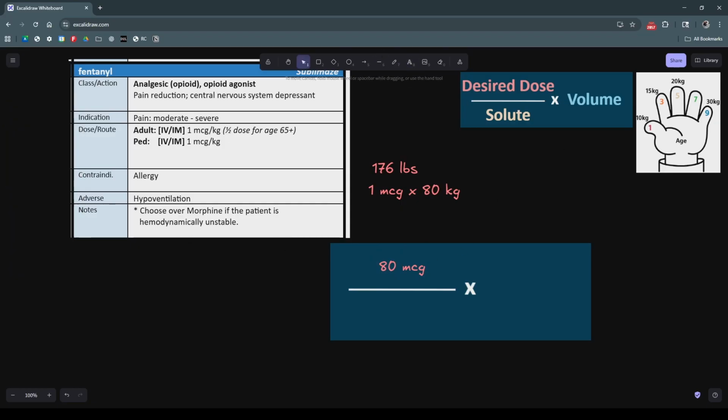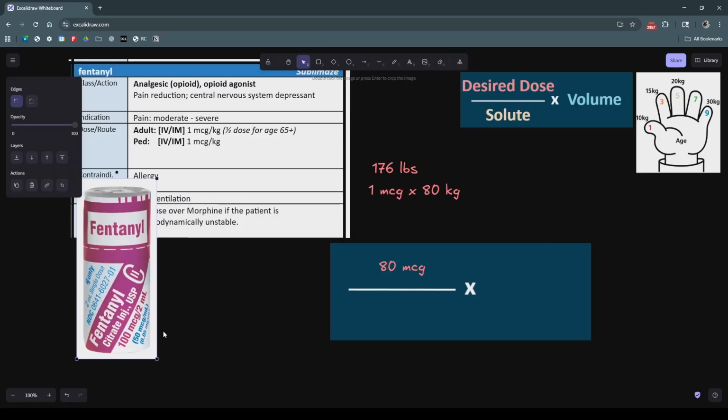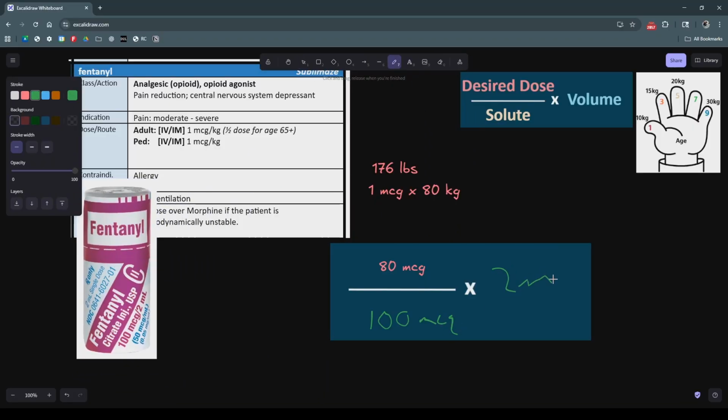And so now we have to essentially look at a bottle of fentanyl. If I just Google fentanyl vial, let's take this one right here. I've got a fentanyl vial, 100 micrograms in 2 milliliters. So I take the desired dose over what I have, and that's 1.6. So we're giving 1.6 milliliters.